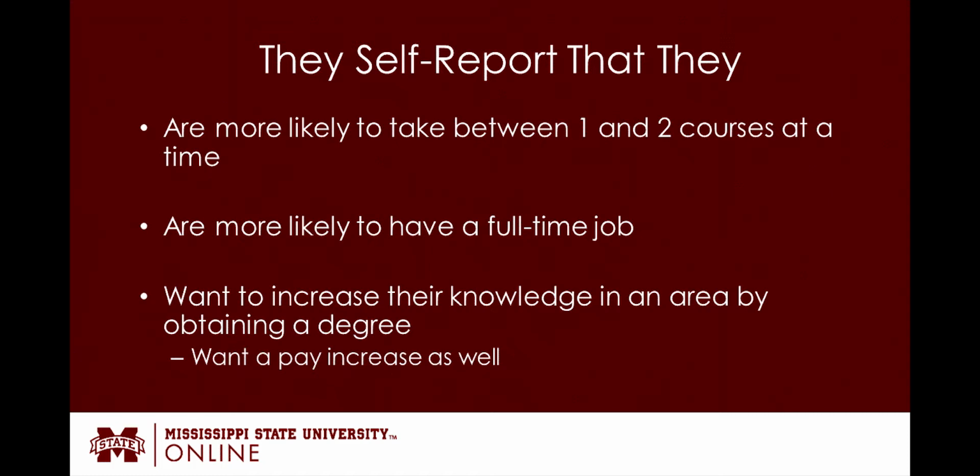Less than 10% say they don't have a job at all. And then when we ask them why they want a degree, they self-report that they really want to know some stuff. However, that's followed pretty closely by they want some money in it too. Okay? That's why we're saying they're self-reported. So that's kind of who you might be teaching when you're teaching an online course at MSU, those demographics.